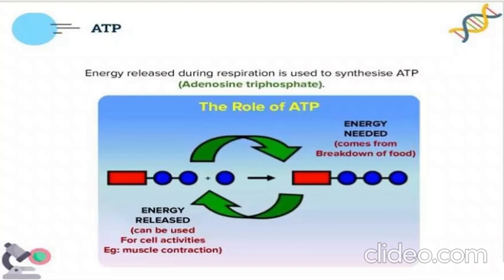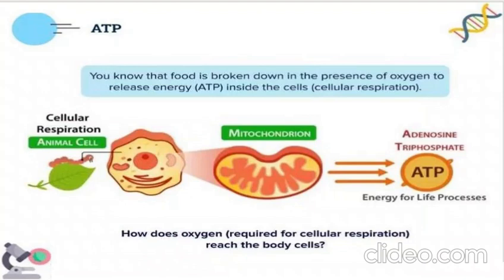What is ATP? It is nothing but adenosine triphosphate. So, what is the role of ADP? It is the energy release. When energy is released, it is used to synthesize the ATP. Now, we know that food is broken down in the presence of oxygen. When oxygen is there, through aerobic respiration the food is broken down and it converts the food energy into ATP inside the cells. When it is occurring inside the cell, inside the mitochondrion, it is undergoing cellular respiration. So cellular respiration in an animal cell occurs specifically only in the mitochondria.